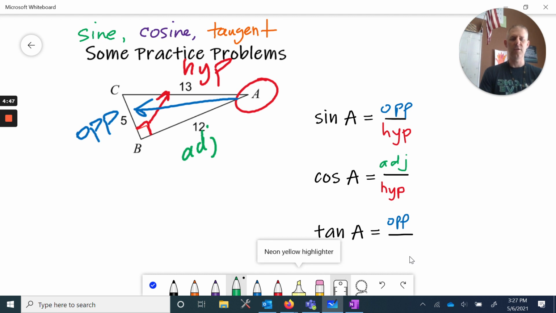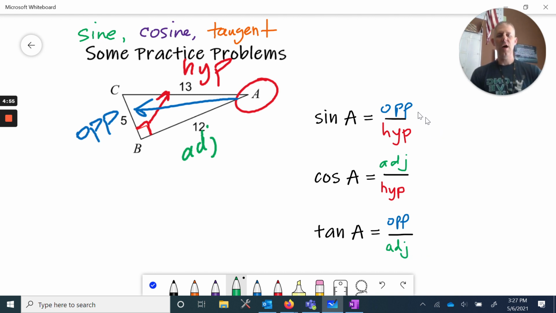And I used a lot of color here. As you're doing things like Nearpod and you've got a lot of these digital tools, color is so good to help things stick in your mind. I labeled all my opposite blue. I used red for my hypotenuse and green for my adjacent. You can use whatever colors you want. It doesn't really matter, but as long as you're color coding things, it can help you make sense and help your brain remember it.